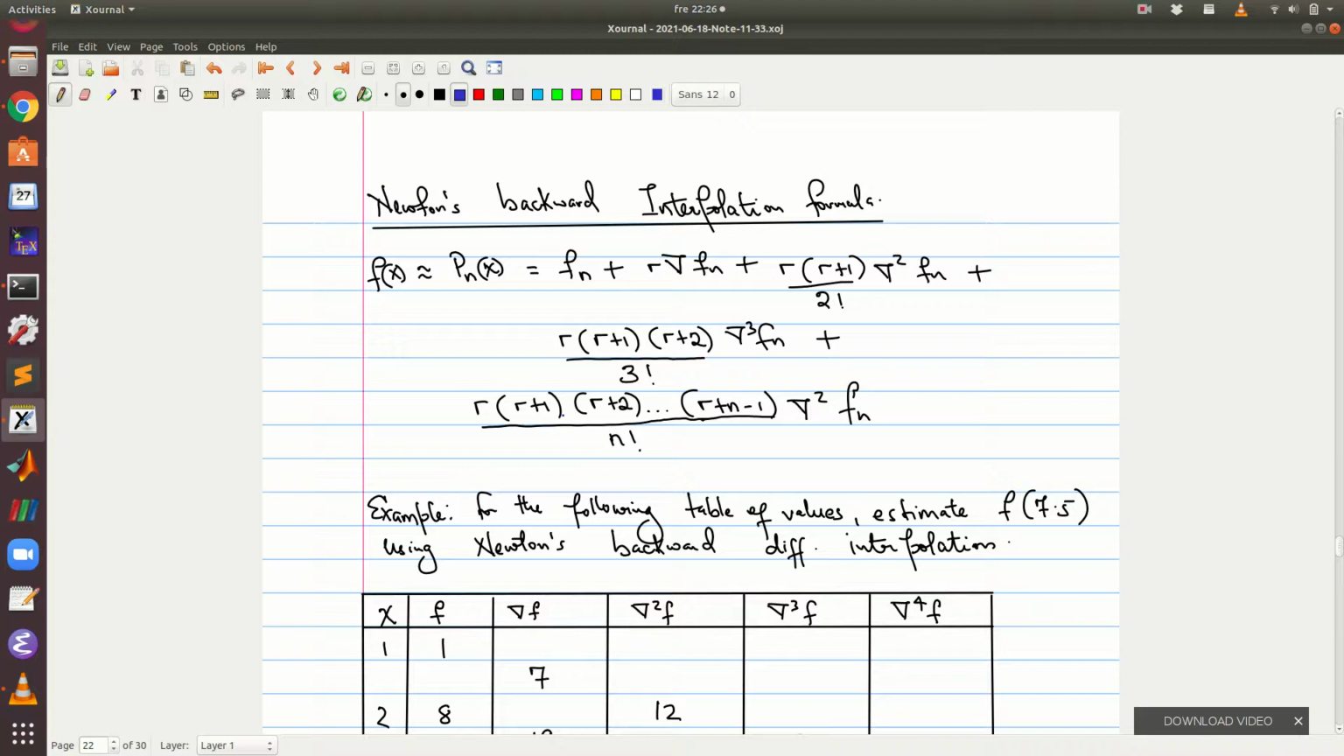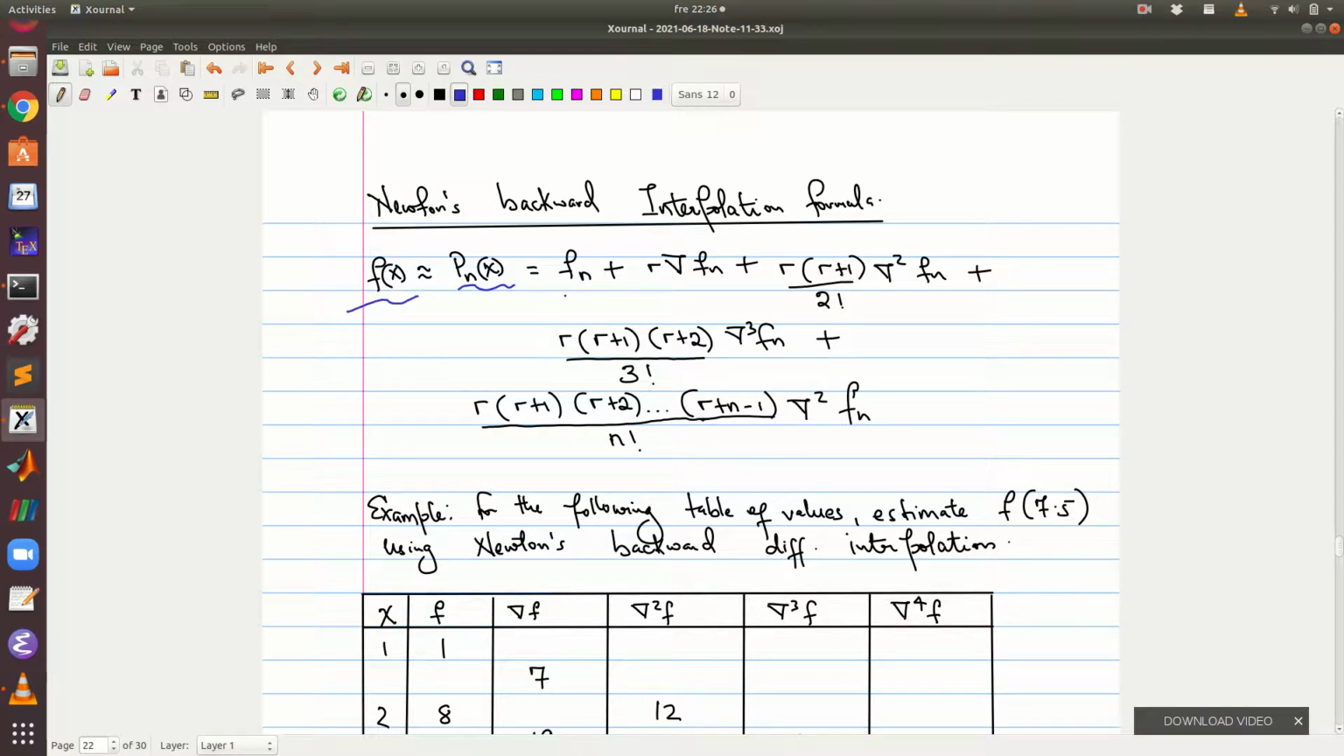Hi and welcome to this section where we are going to look at Newton's backward interpolation formula. For purposes of saving time, I simply wrote down the formula here, and what we have here is a polynomial of degree n, which we can use to evaluate the function f of x.